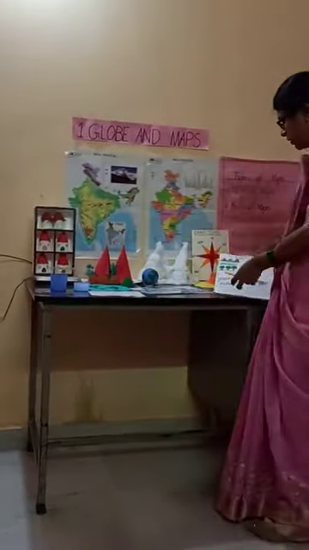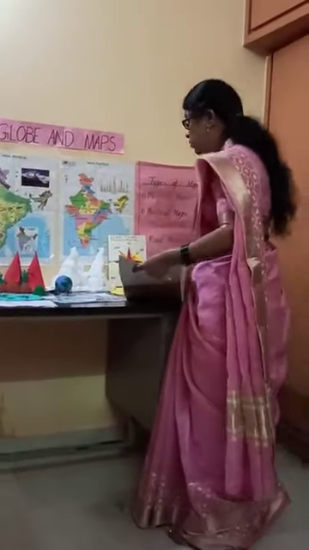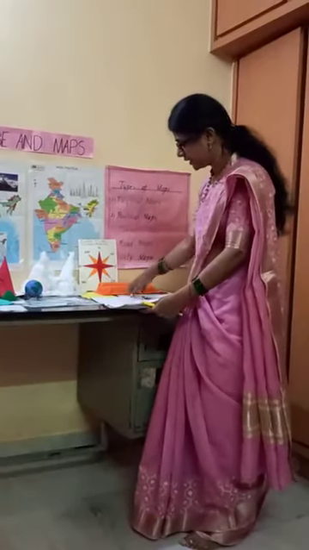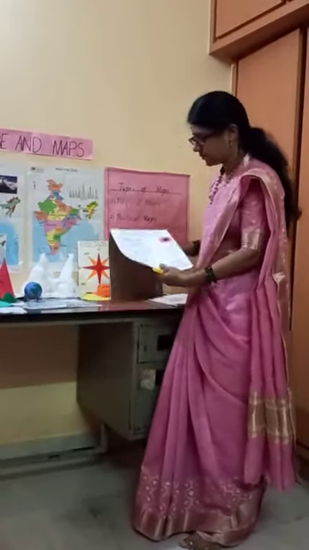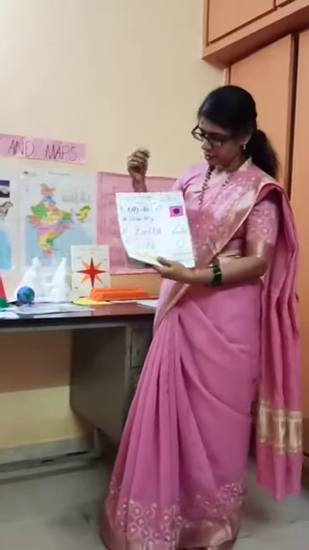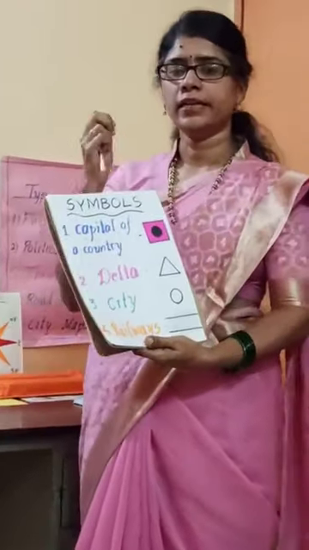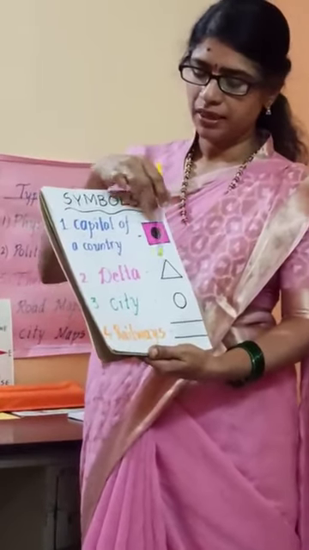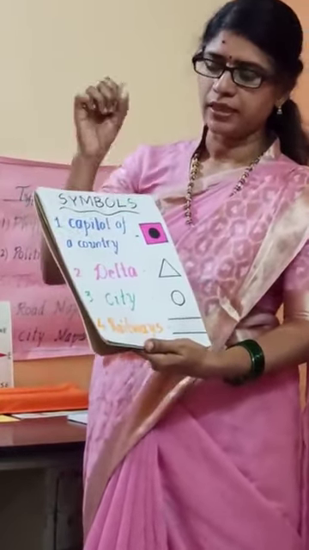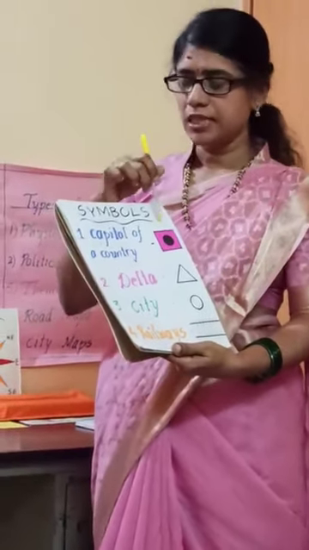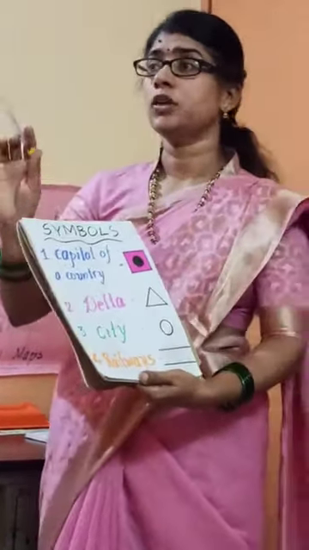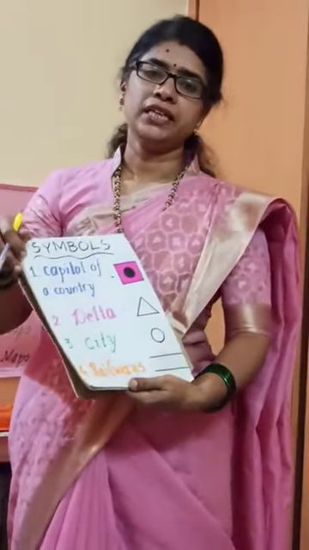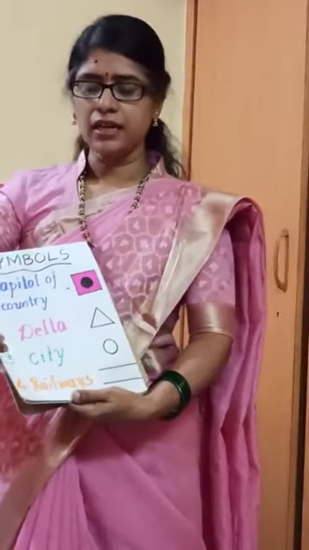I will show you some symbols, children, so that while locating on the map, it is very easy for you to understand the map. Suppose in the key, if you see this symbol, you want to locate what it is. The symbol means capital of a country. If you see the symbol anywhere in the world map, you will understand that the capital of a country is located over there, and you can identify it easily. That's why you should be perfect with the symbols.